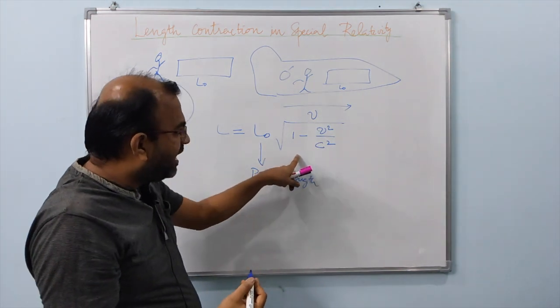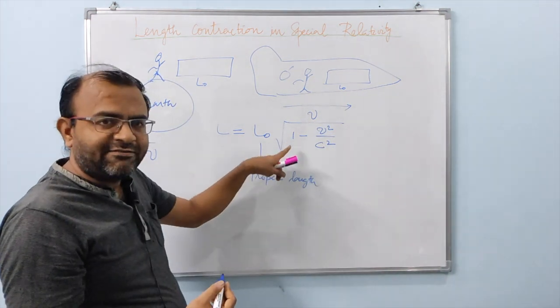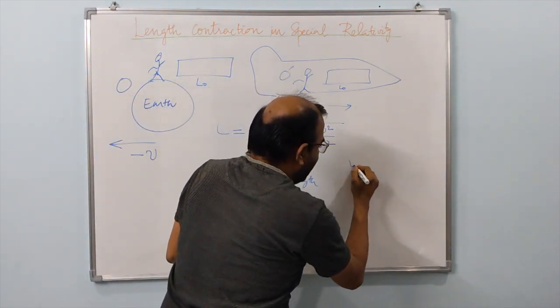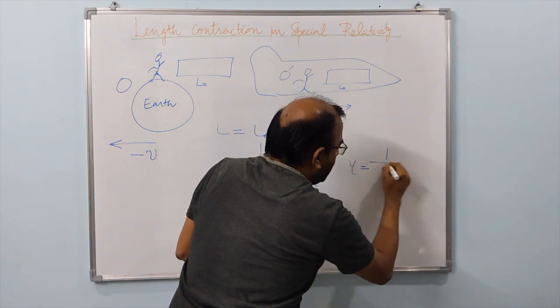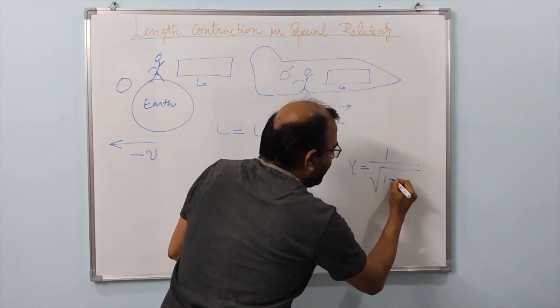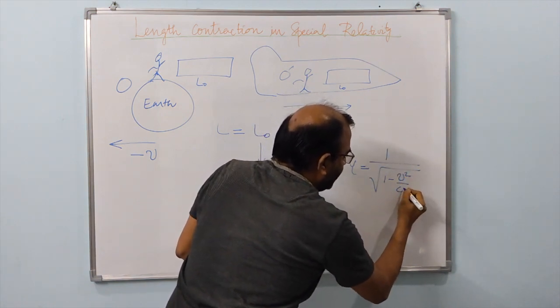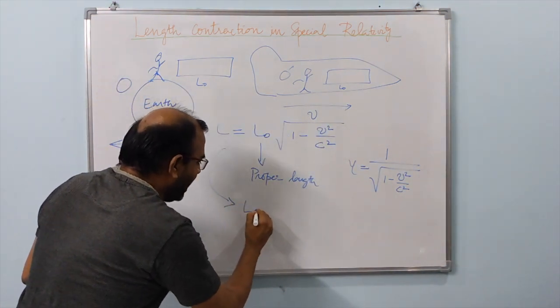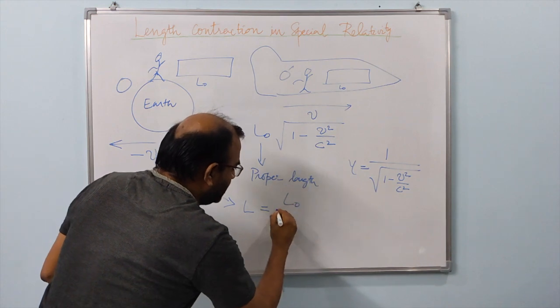So this is the simple expression that gives us this, and we know that in special relativity this particular expression appears in several equations, and therefore it has a name, the Lorentz factor gamma, which is given by 1 over the square root of 1 minus v squared over c squared. Therefore we can write the length contraction as L equals L0 over gamma.